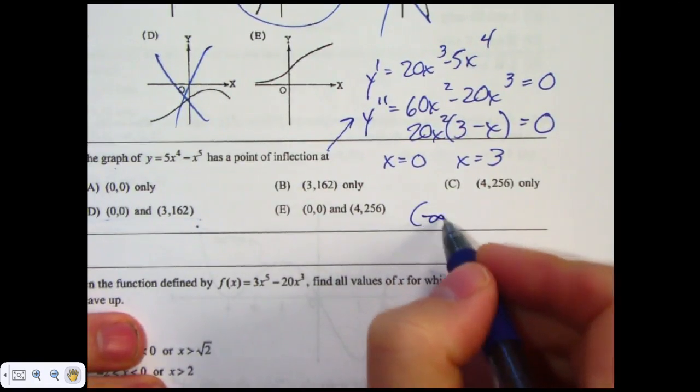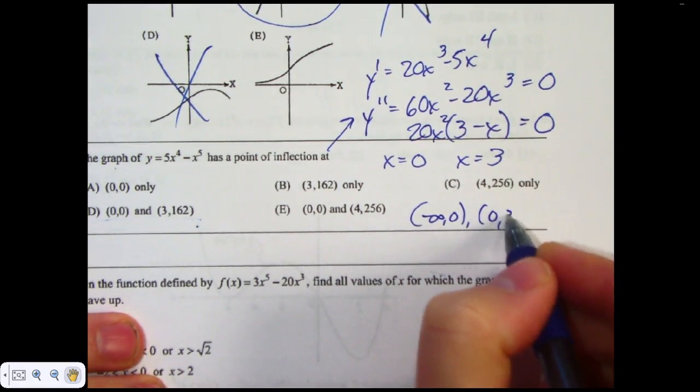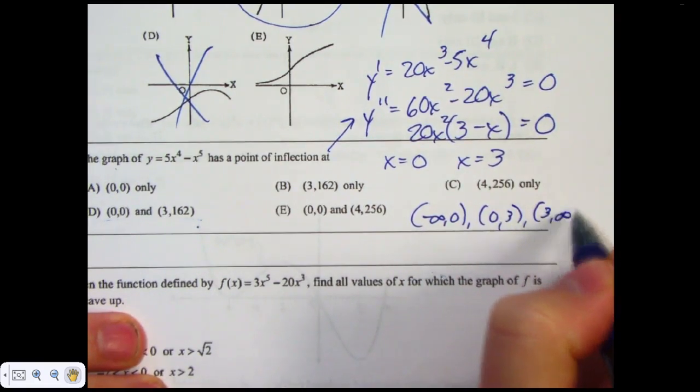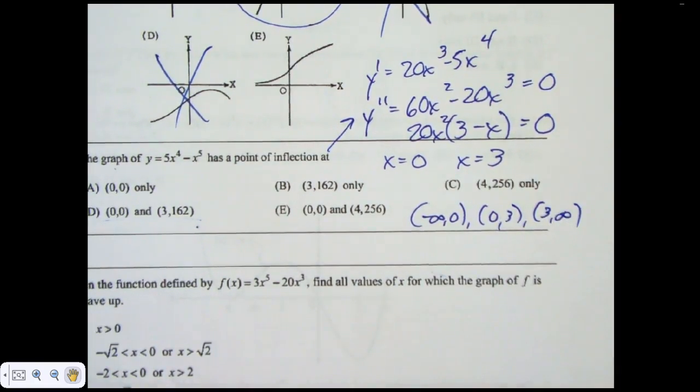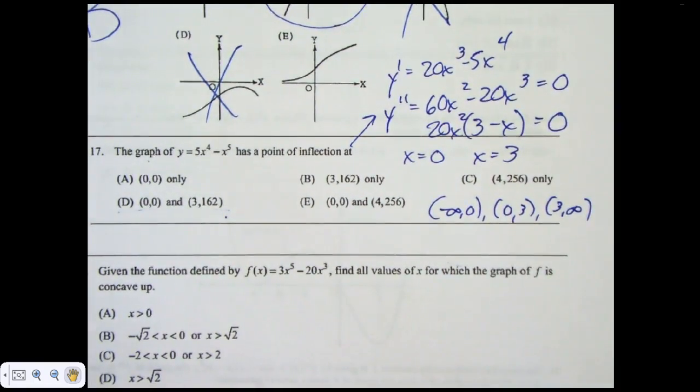So let's check them. Negative infinity to 0, 0 to 3, and 3 to infinity. And my guess is it's just one of those, because that would screw most people over. That's what they're trying to do.